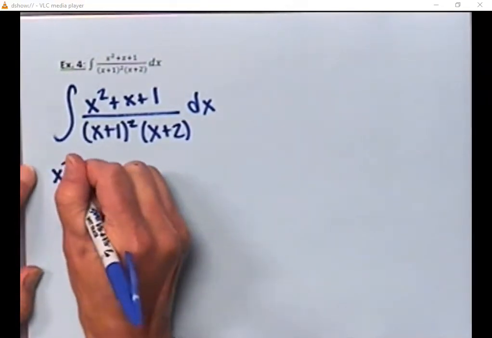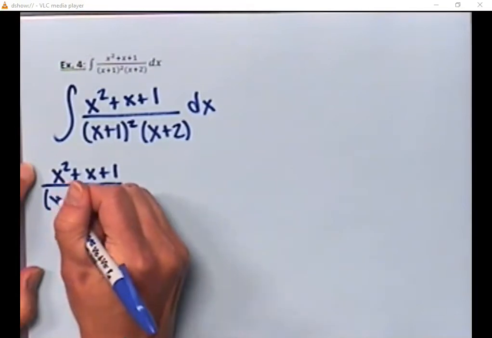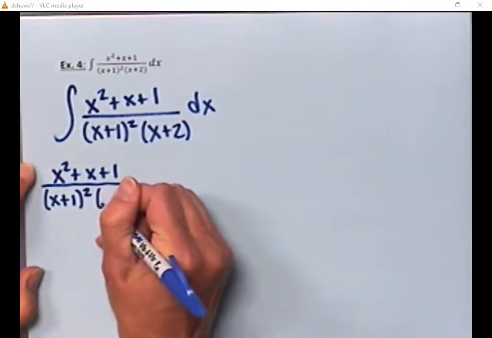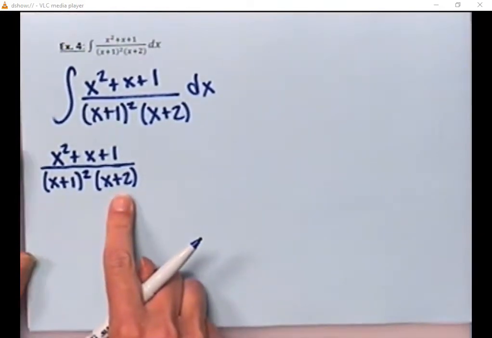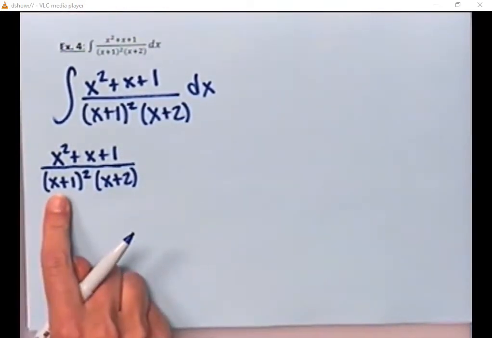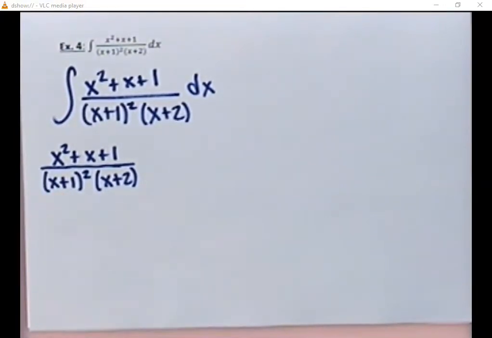So let's set it up and find those constants. The bottom's already been factored for me. I know there's an x plus 1 squared and an x plus 2. So these are two separate linear factors, but this first one has been repeated. It has been repeated twice, basically. So we call that a repeated linear factor, okay?